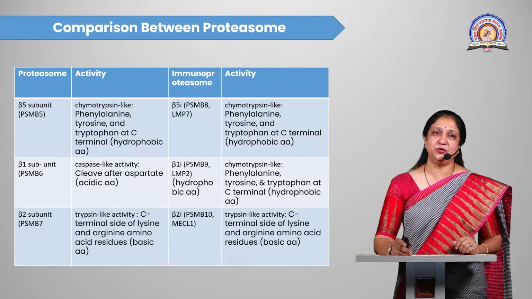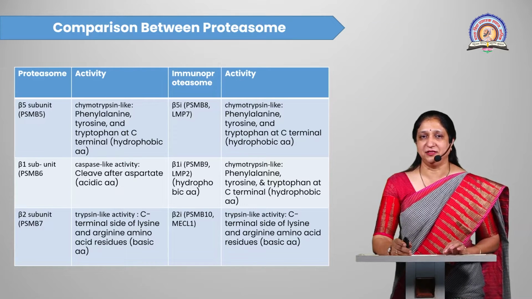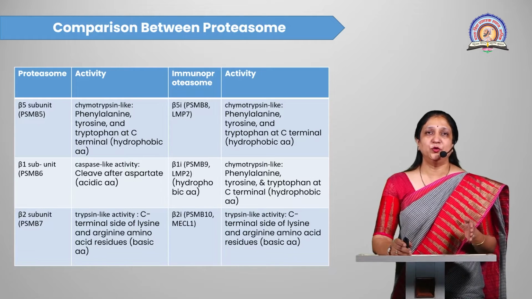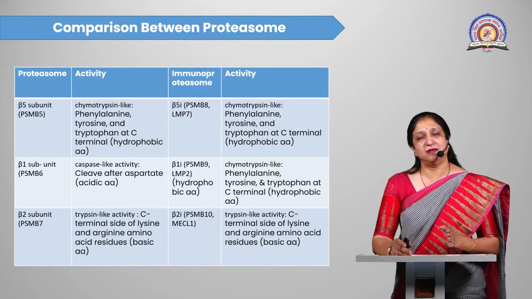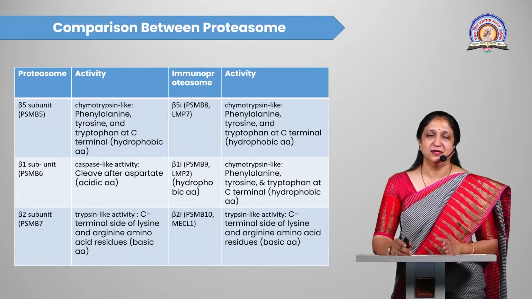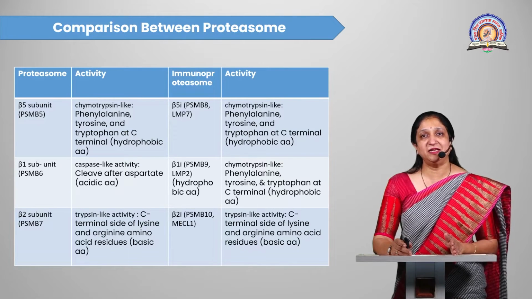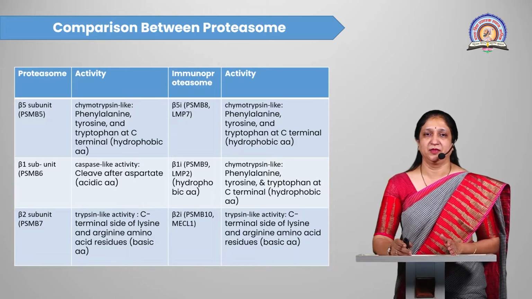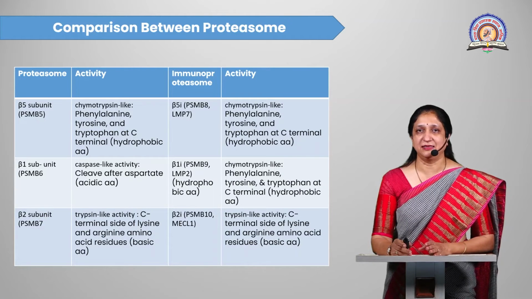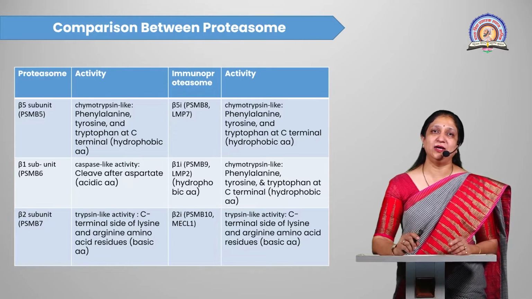The beta 1 subunit of the normal proteasome has a caspase-like activity. Caspase-like activity is the activity in which the protein is cleaved at an acidic amino acid residue, for example, the aspartate amino acid. That is, after the amino acid aspartic acid, there is a cleavage that occurs in the normal protein. But the beta 1i subunit has a chymotrypsin-like activity. So there is a difference between the activity of beta 1 and beta 1i.